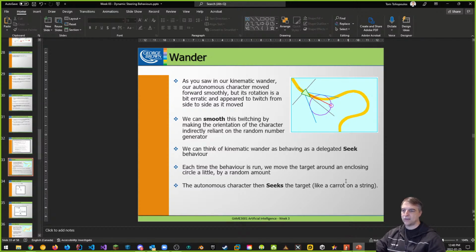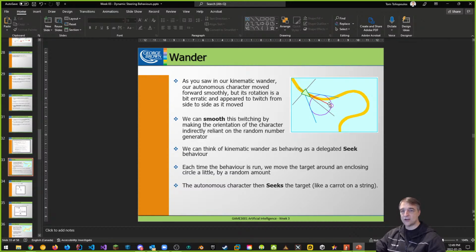And it's going to act like a carrot on a string. So here's the carrot, we want to move there. What we're going to do is gradually move there by using look where you're going, and orientation changes over time using that angular acceleration, to move from where we're looking, their current orientation, to where we want to be, wherever the new wander target is going to be.